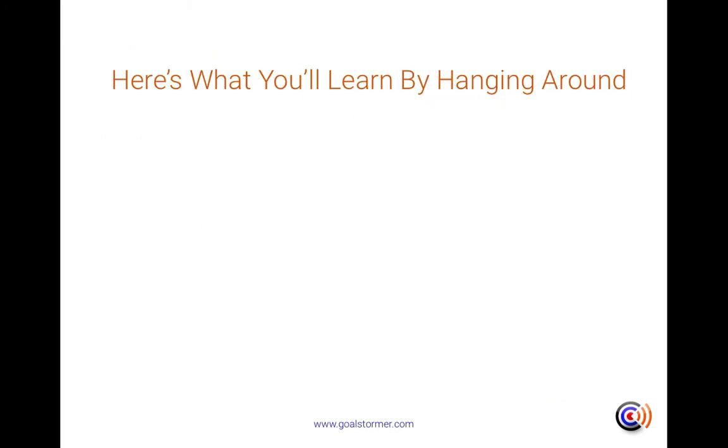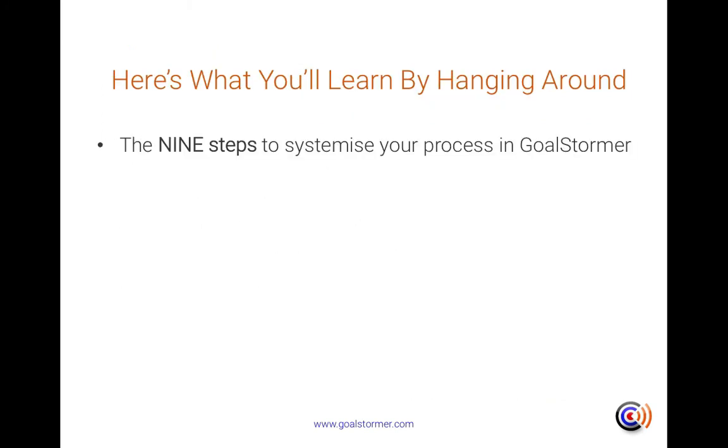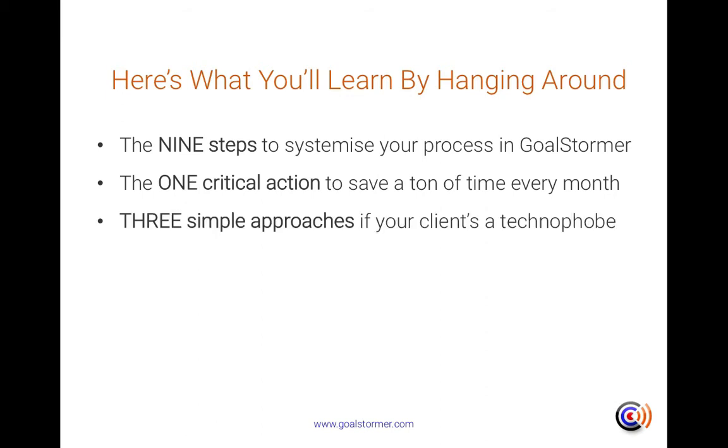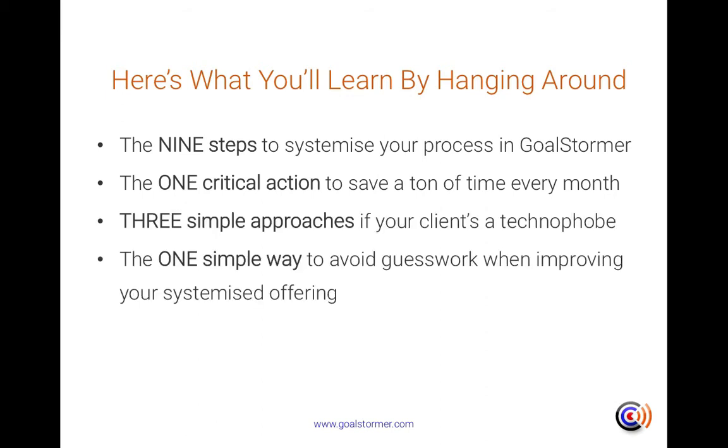So here's what you'll learn by hanging around for the next hour or so. The 9 steps to systemise your process in GoalStormer. The one critical action that saves you a ton of time every month. 3 simple approaches you can take if your client's a technophobe. 1 simple way to avoid guesswork when improving your systemised offering.